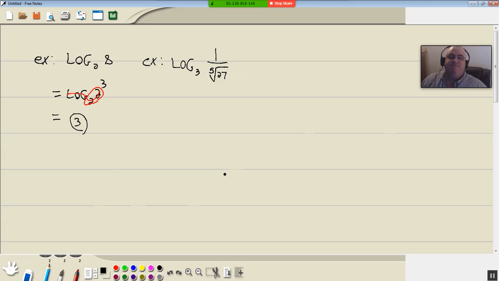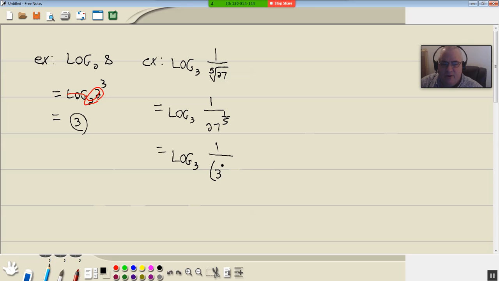Let's say I had this. We're going to try to rewrite it. Our base is 3, which means we have to rewrite it as 3 to a power. Well, first off, I can rewrite the 5th root of 27 as 27 to the 1/5 power. Remember, we never want radicals. And, well, I still don't have it as 3 to a power, but I know 27 is 3 to the 3rd. So I can rewrite that as 3 to the 3rd.